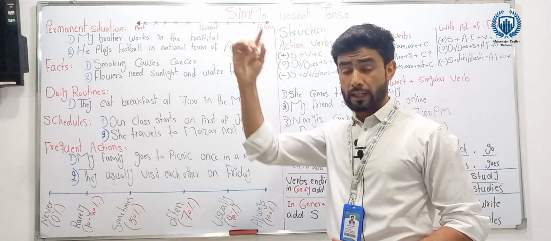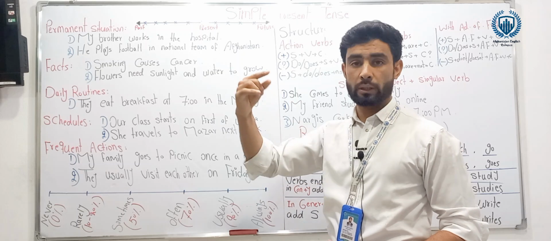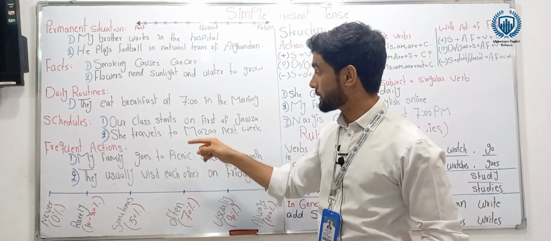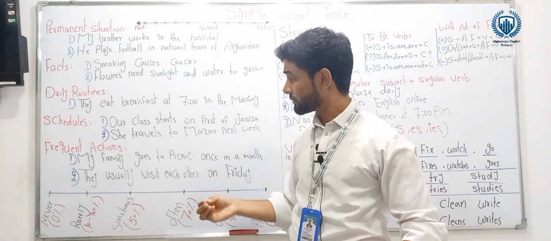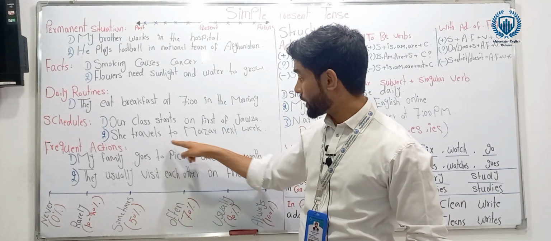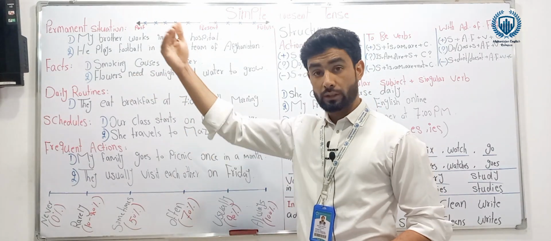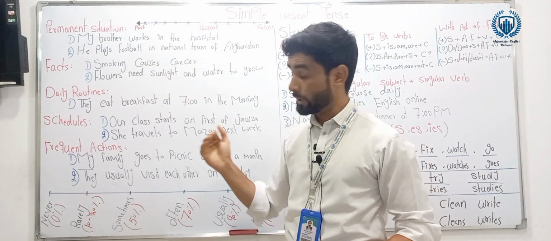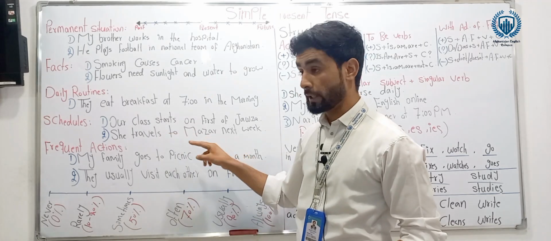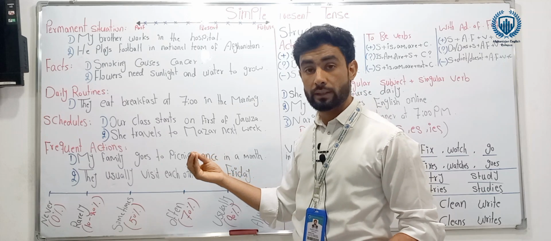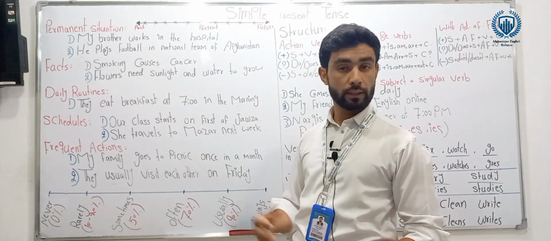So on that day, our class starts. It's a schedule. The schedule is on the 1st of Jawza, and we use simple present to show a schedule. Sentence number 2: She travels to Mazar next week. It's a future action. The plan, the schedule is in the future, but still we use simple present tense because it's a usage of simple present tense. Simple present tense is used for schedules in the future.